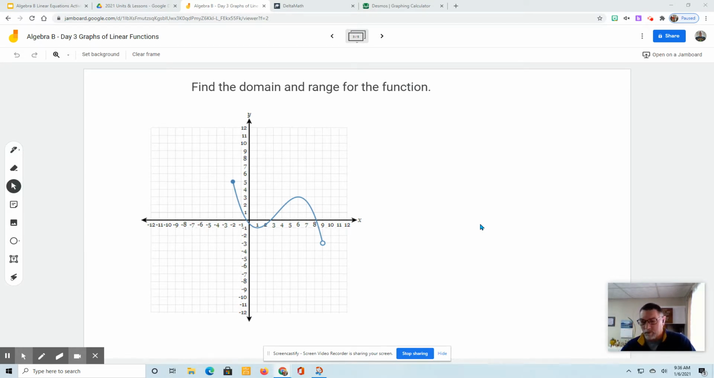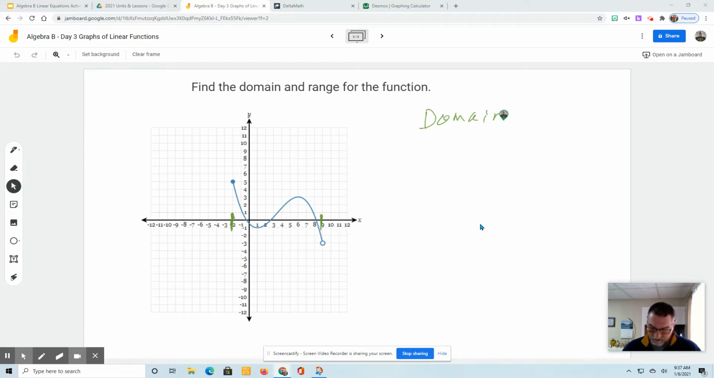And so first of all, we want to remember that domain is our x values, and the range is our y values. So first of all, we're going to look at domain. So I want to look at here's where the x starts and here's where it ends. So on the x-axis, I want to look at this beginning and the end. So for domain, we're looking at x's.